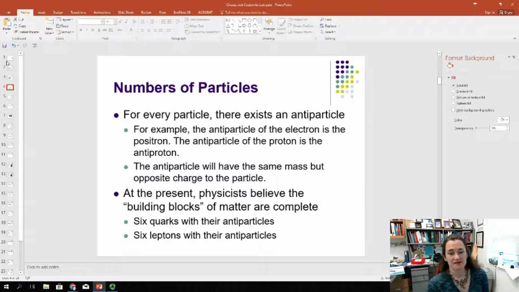Now, at present, physicists believe that the building blocks of matter are complete. This is known as the Standard Model, okay? So there's 6 quarks with their antiparticles, and these quarks make up all the hadrons, like protons and neutrons. And then there's 6 leptons with their antiparticles. And the electron and the associated neutrinos are leptons. Okay? If you'd like to learn more about this, there's further courses in modern physics that are available to you. And I have some online lectures posted about that if you'd like to watch them.